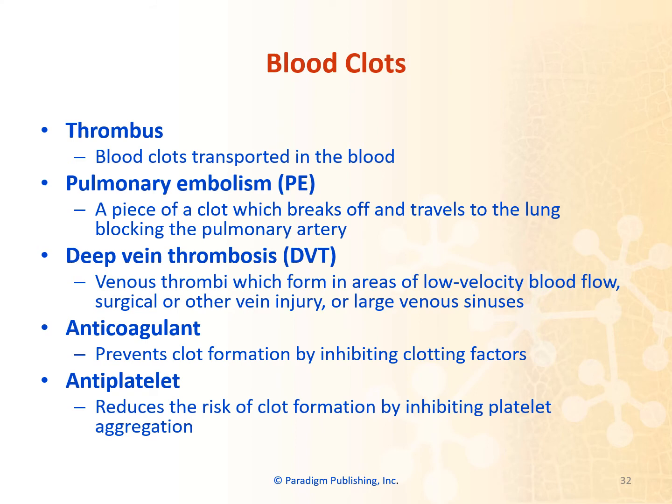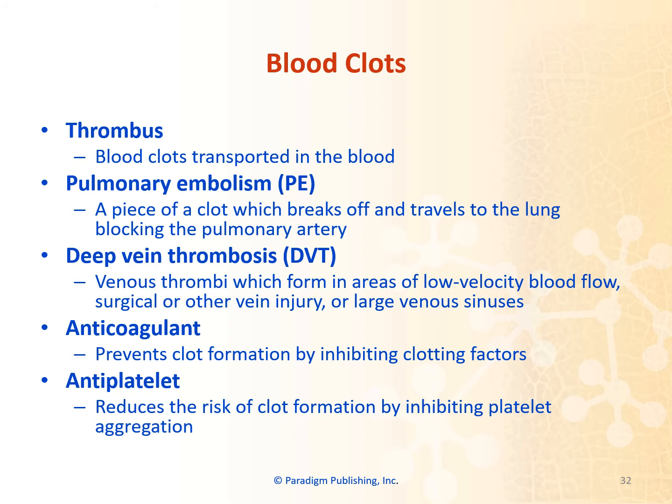Blood clots are called a thrombus, or thrombosis if you have, like, deep vein thrombosis. They're blood clots transported in the blood. Pulmonary embolism is a piece of a clot which breaks off and travels to the lung, blocking the pulmonary artery. Deep vein thrombosis is when venous thrombi form in areas of low velocity blood flow, surgical or other vein injury, or large venous sinuses.